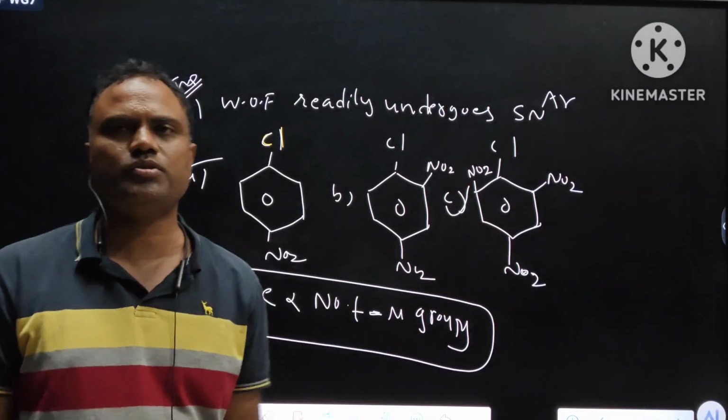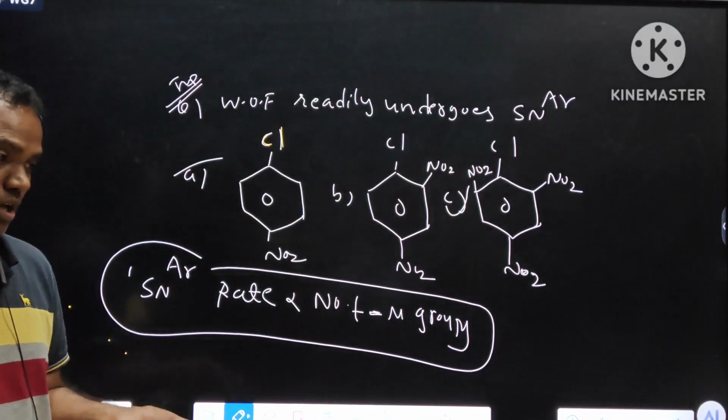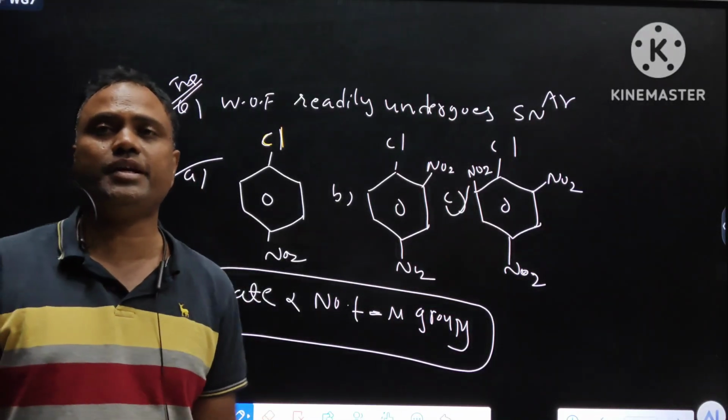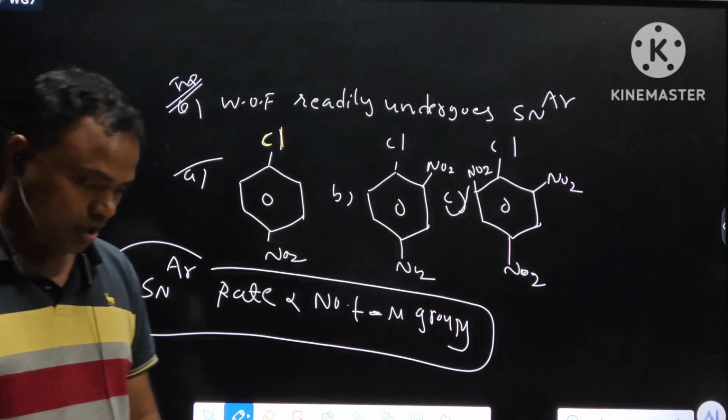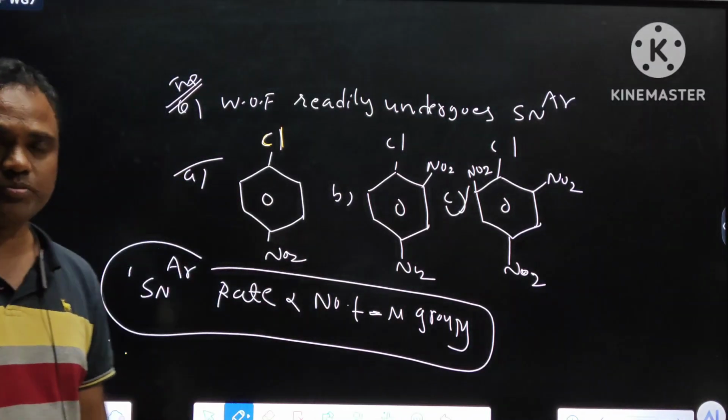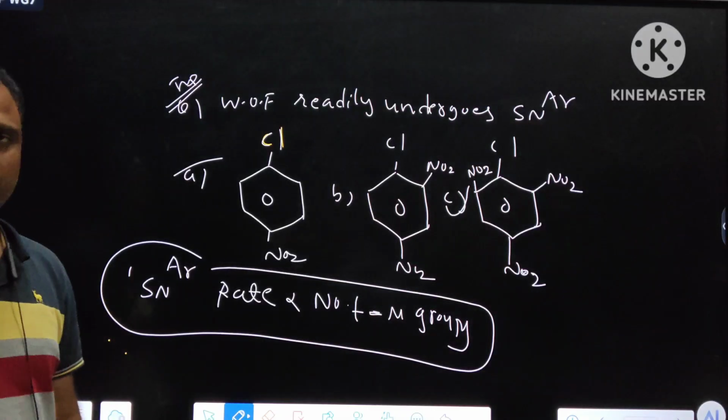Three minus M groups are there, so carbanion stability is more. What is the intermediate in the mechanism? A carbanion is formed, as I explained. Carbanions are stabilized by minus M groups. That is the reason. Right.